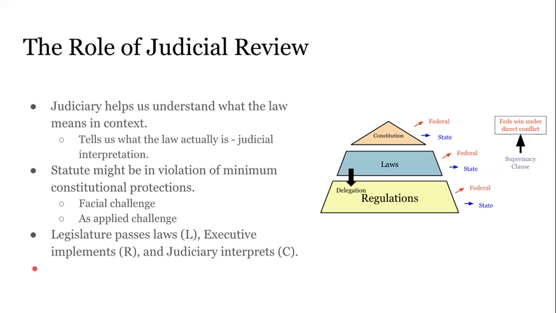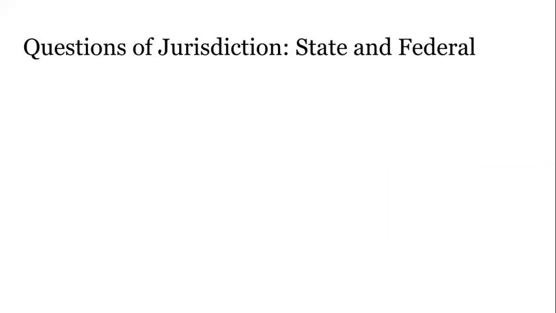And then the legislature passes laws, executive implements, and the judiciary interprets. Another way of seeing the separation of power is just that. You have the legislature that passes law, the executive implements the law, and the judiciary interprets. That's our way of understanding the role of judicial review. Questions of jurisdiction, state and federal.